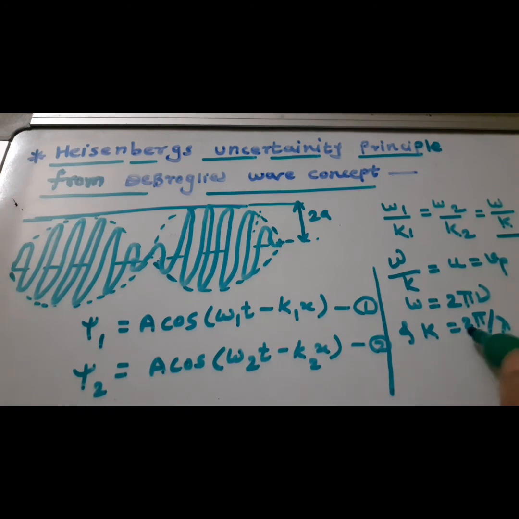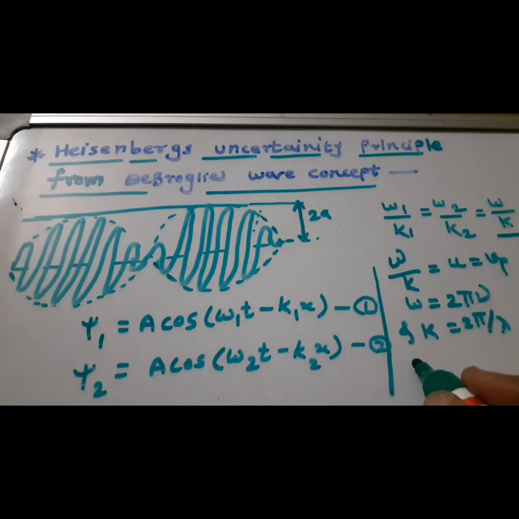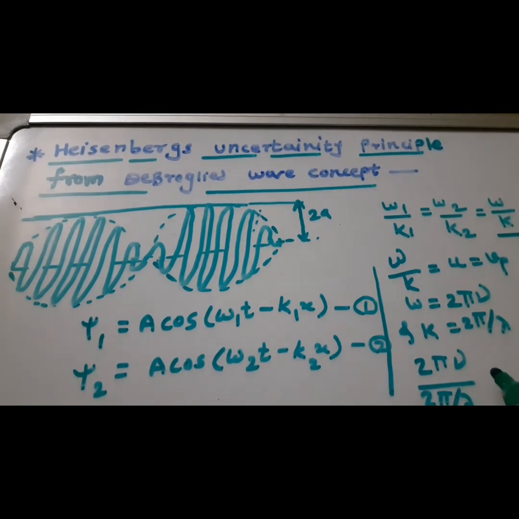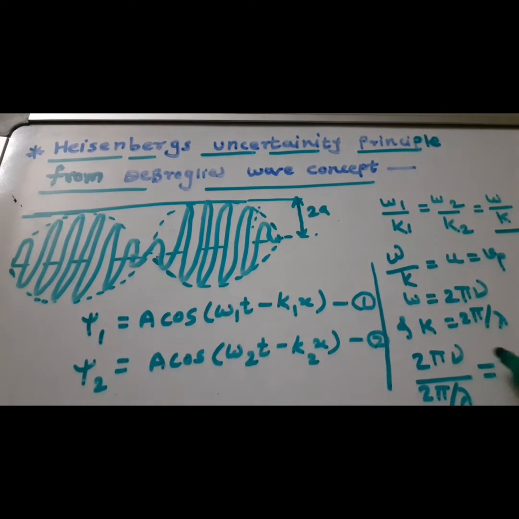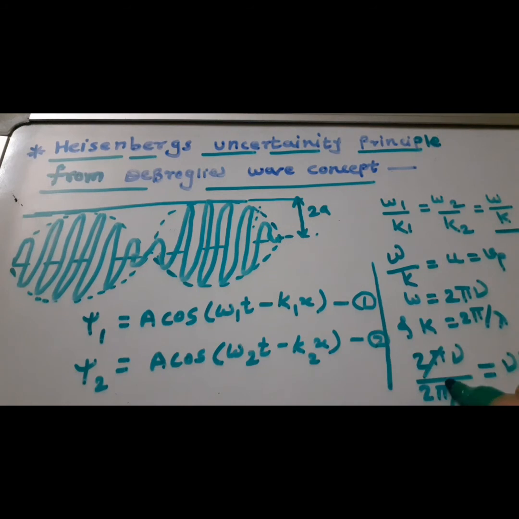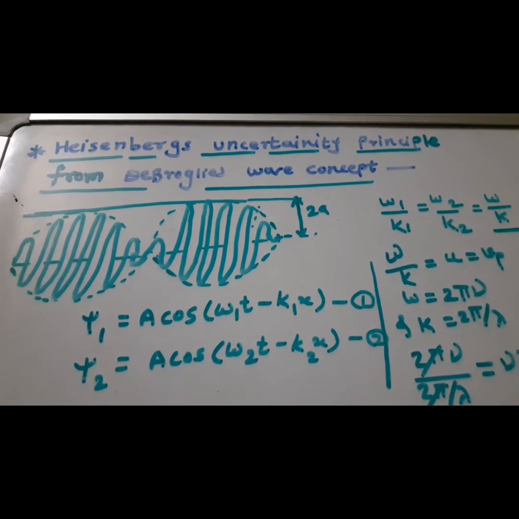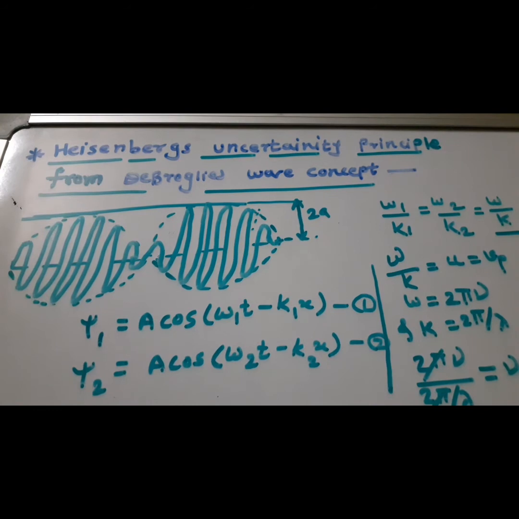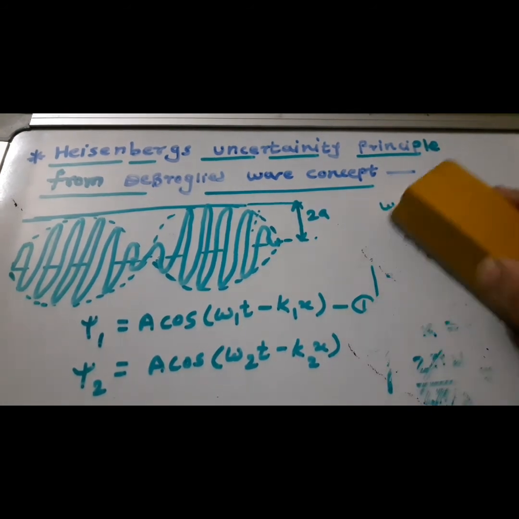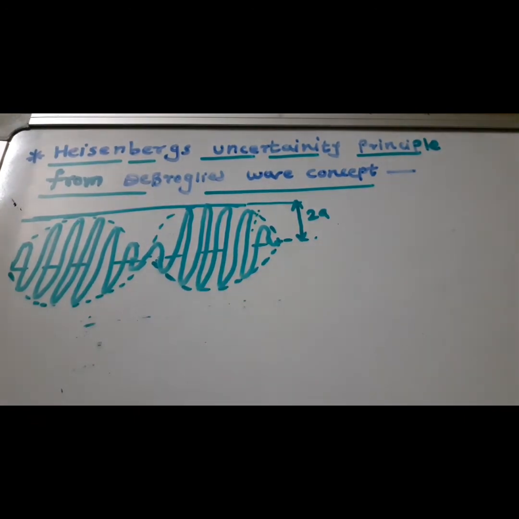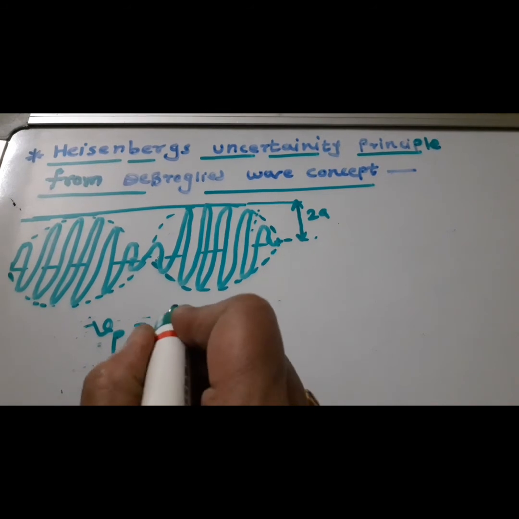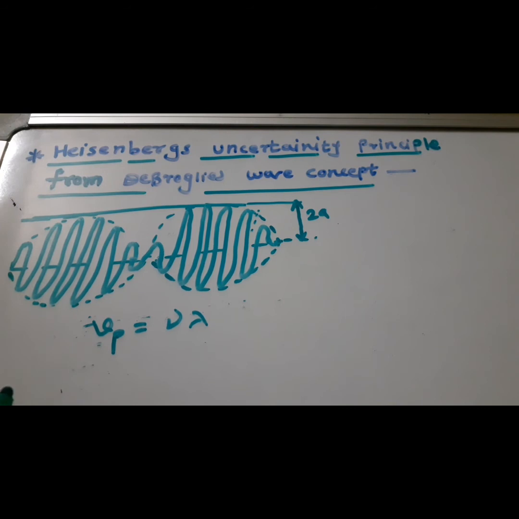lambda. Then put these values of omega and k in the above equation: 2 pi nu divided by 2 pi by lambda, that is equal to nu lambda, because this 2 pi and this 2 pi get cancelled and lambda goes to the numerator. So Vp is equal to nu lambda, isn't it?